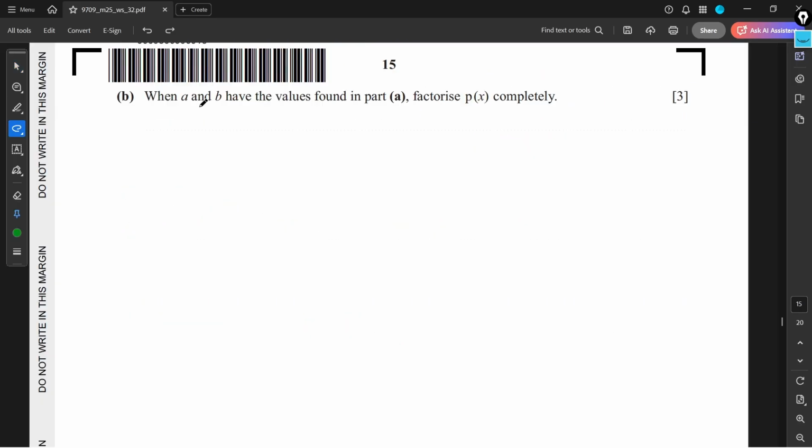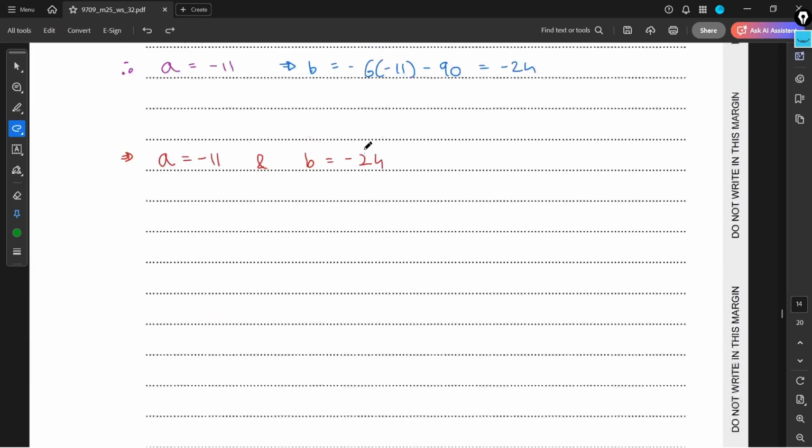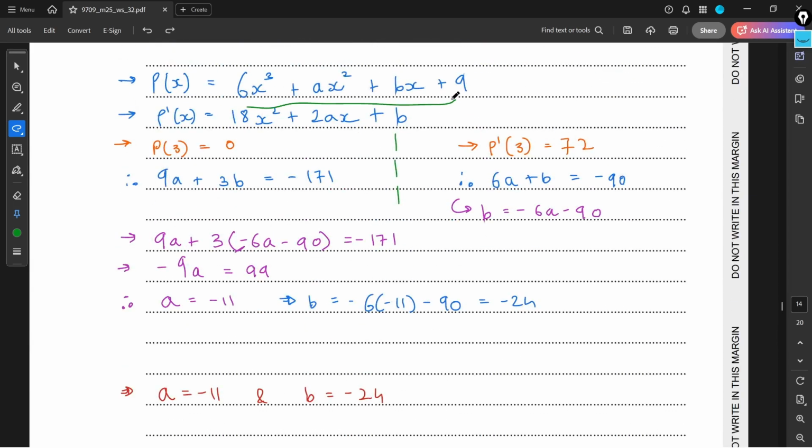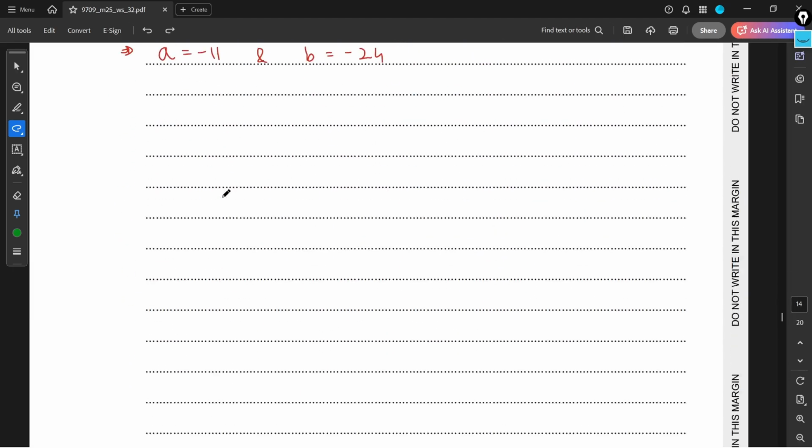Now for part b, we are asked that when a and b have the values that we found in the first part, we have to factorize p of x completely. Which means that I'm going to utilize these values of a and b that I found over here, put them back into this polynomial, and then because I already know that x minus 3 is a factor of this cubic polynomial, I'll need to figure out what other quadratic factor I can multiply with my x minus 3 to get my polynomial p of x.